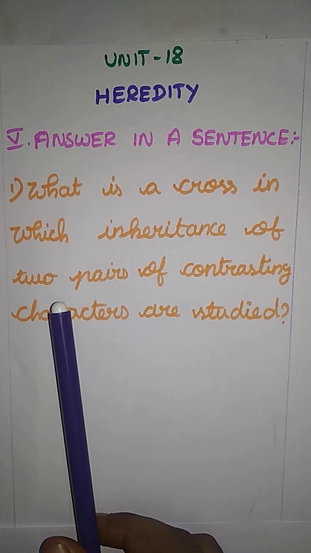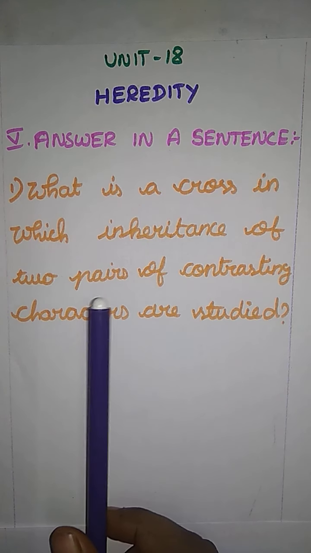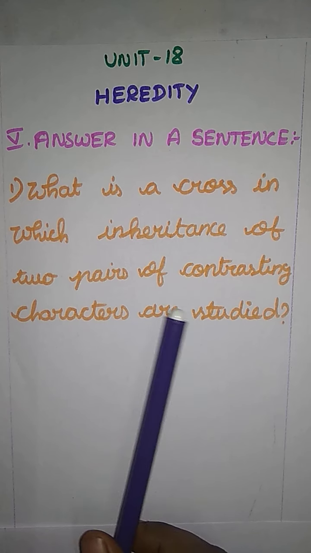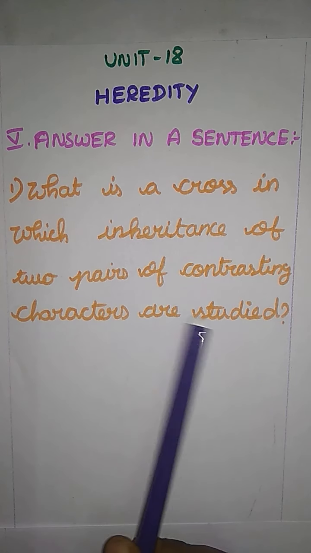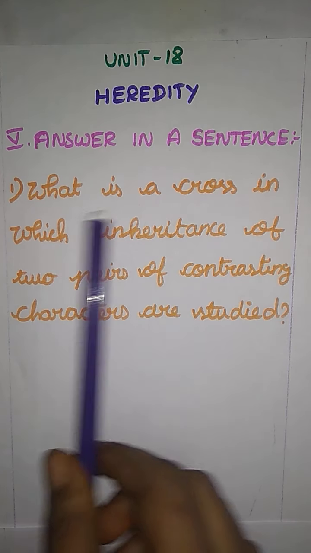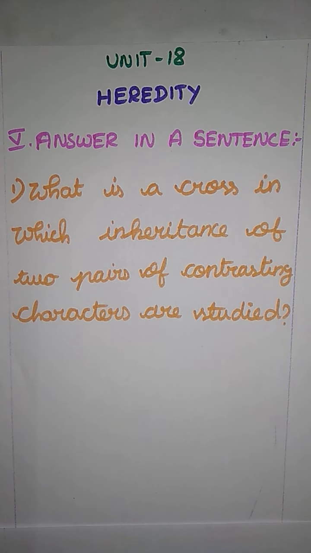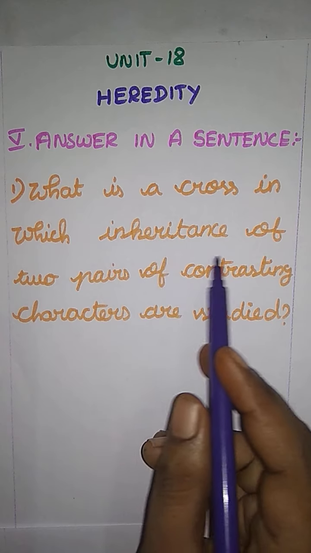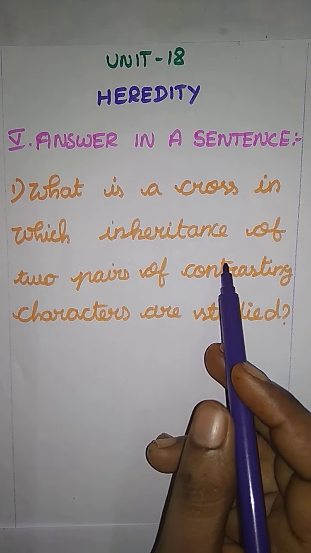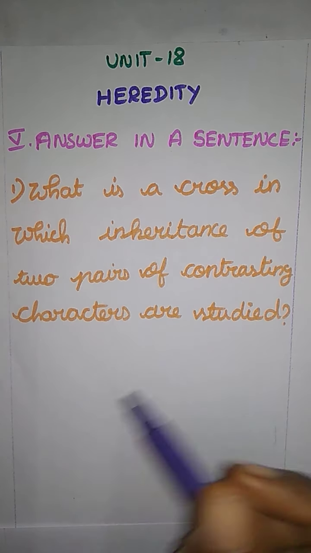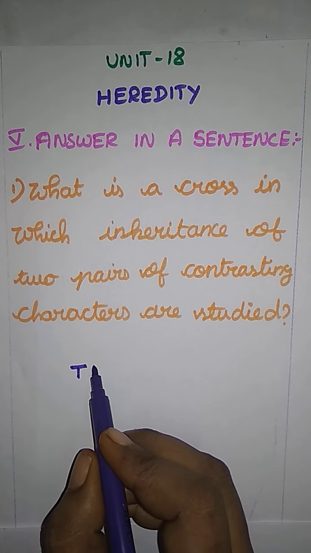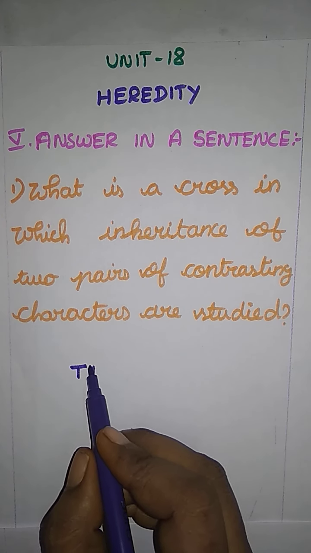First question: What is the cross in which inheritance of two pairs of contrasting characters are studied? Inheritance is the transferring of characters from one generation to another generation. How many pairs are mentioned? Two pairs.